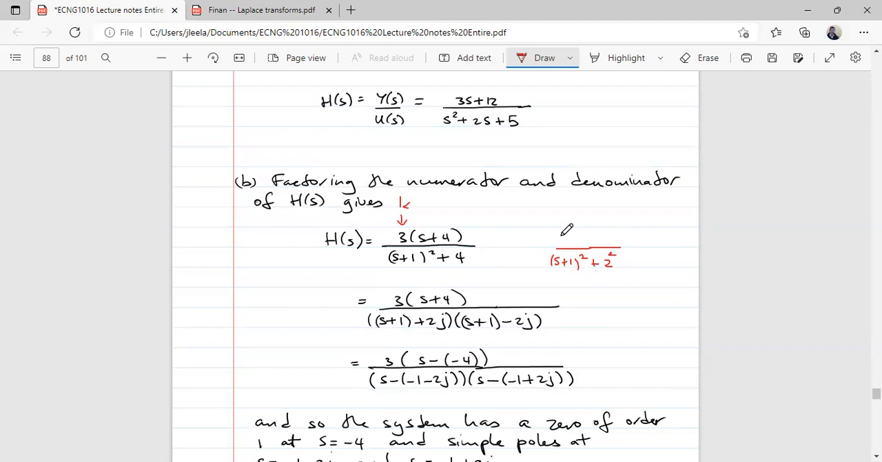And by looking at that there, we see that the denominator is the sum of 2 squares, right? Which will factor out into s plus 1, that is the first term, minus 2j, s plus 1 the second term, minus 2j. Right, so this here is complex, right?